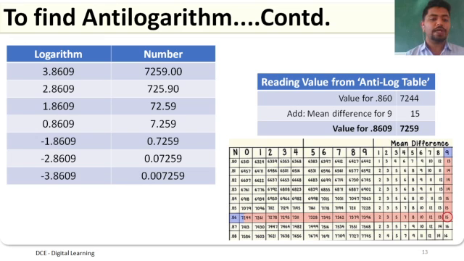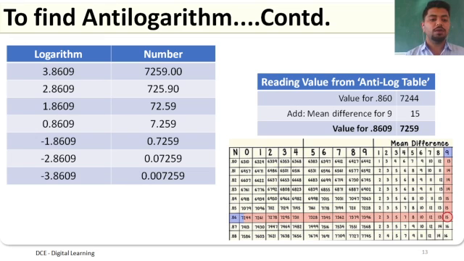That means in case of the log value minus 1.8609, here the characteristic is negative and it is minus 1. So from this characteristic value 1 we need to deduct 1. So 1 minus 1 is 0. So this means right after the decimal point we need to have 0 zeros. So no zeros. So for minus 1.8609, the number will be 0.7259.